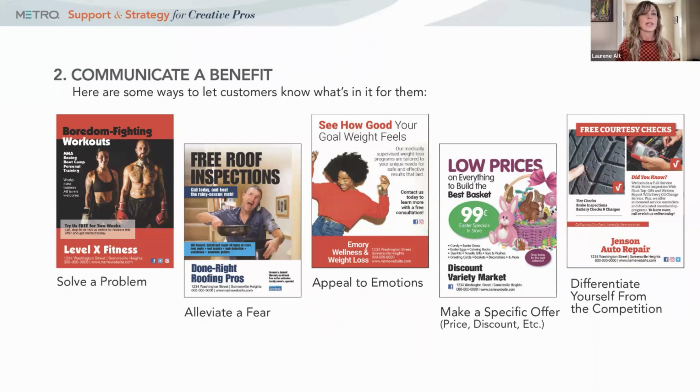Next, alleviating a fear. Nobody wants their house flooding, the roof caving in, for instance, or appealing to emotions, creating a desire, getting the reader to feel something. And I feel like there's some overlap on those three: fear, problems, emotions. They often tie into one another, and they're all things you can think about when you're writing your ad. Also, being specific when you're making an offer is important: the price, the percentage, whatever that might be. And looking for ways to differentiate your advertiser from the competition is another way you can illustrate a benefit, whether that's some type of award or recognition they've received, customer reviews, a guarantee.